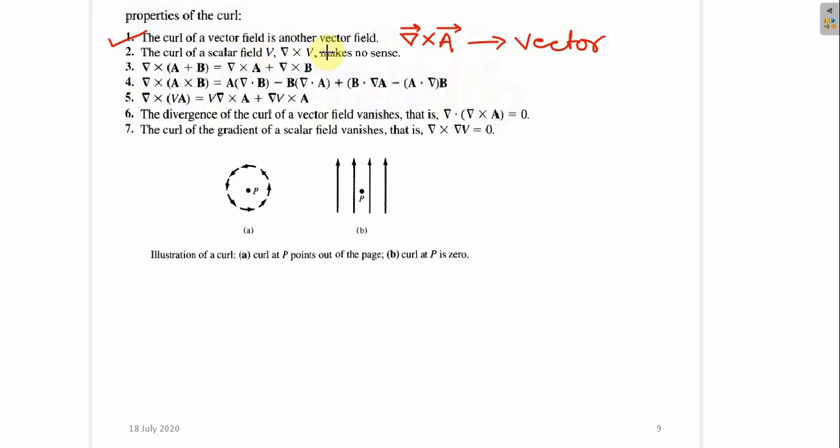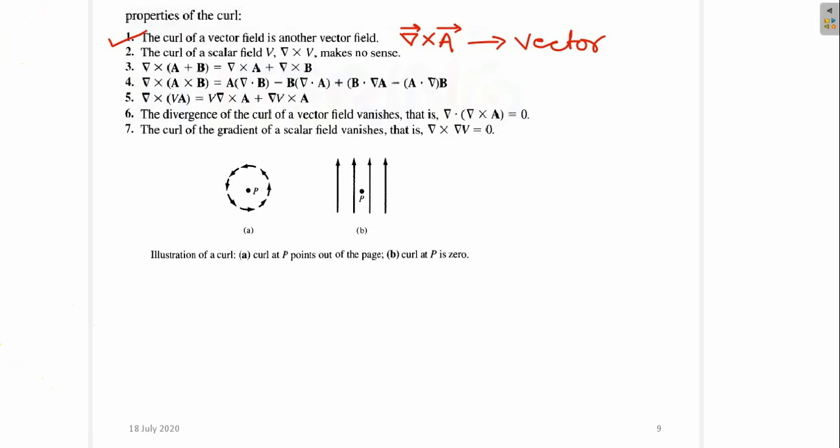The curl of a scalar field makes no sense, because curl is always operated on a vector field. Del cross (A plus B), the distributive property, del cross A plus del cross B, holds good. Del cross (A cross B), the formula is this relation you can use, and del cross (V A) is V del cross A plus del V cross A. So the divergence of the curl of a vector field vanishes. This is a very important relation, and that should be noted.